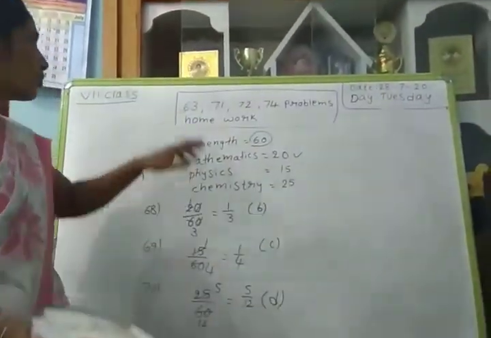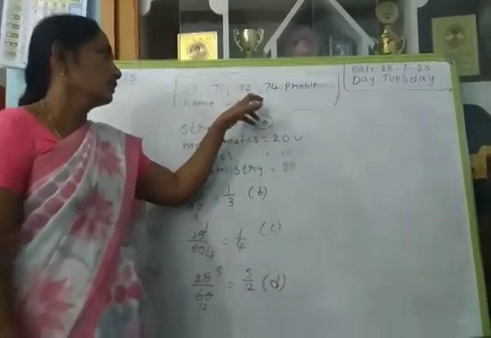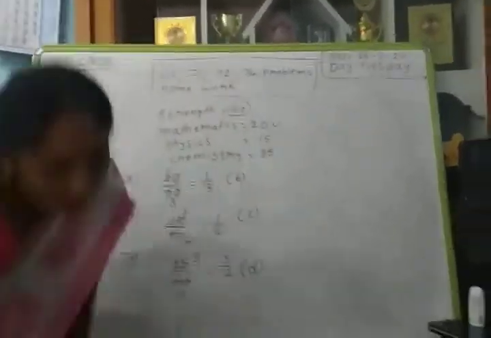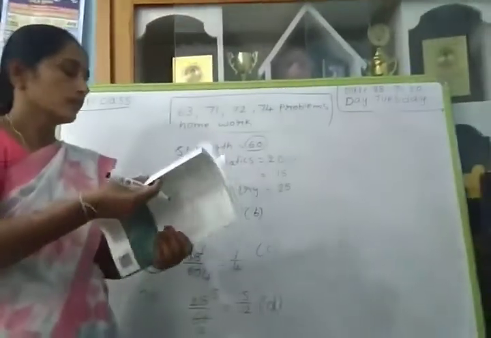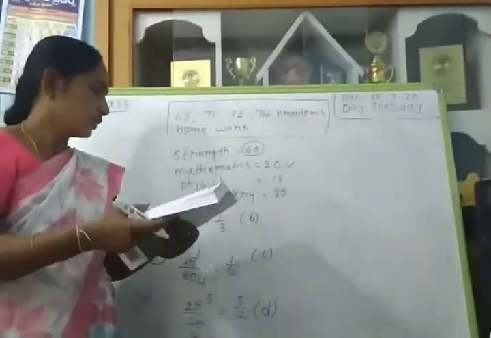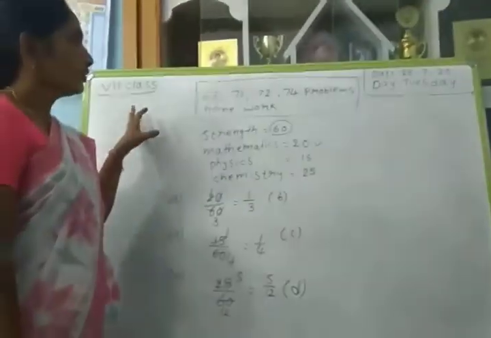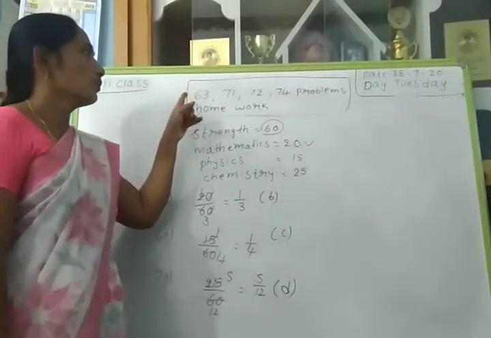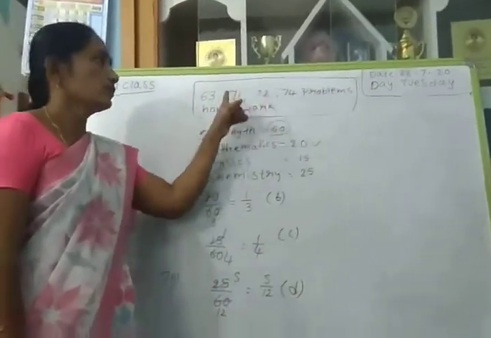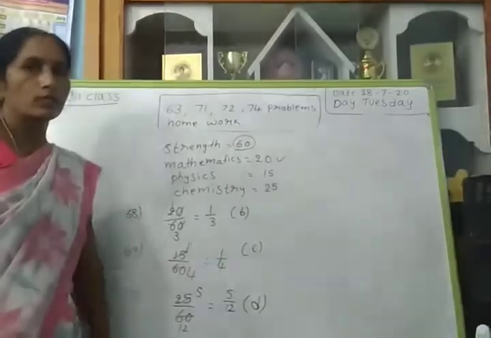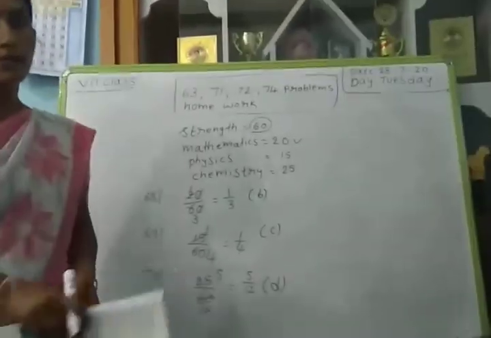So today's homework problems: 63, 71, 72, 74. And you practice 65, 64 and 62. If you get any doubt, you can ask by phone. Call and ask me. So practice today's homework problems. So today we completed up to 70 problems. Thank you. Have a nice day.